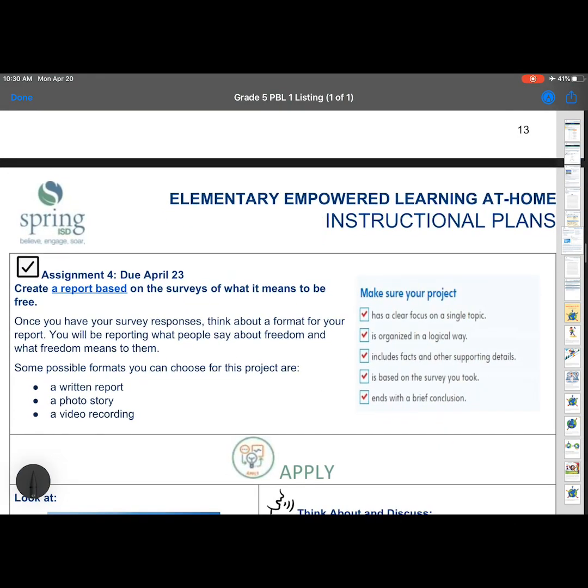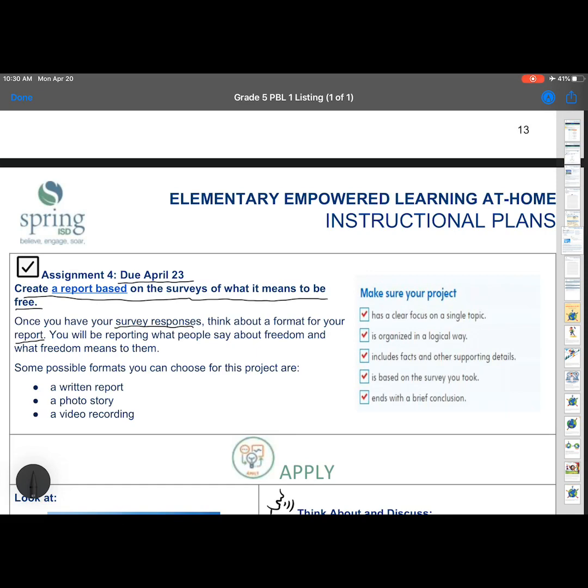This is a report. Okay, so it says assignment 4 due April 23rd. It says create a report based on the surveys of what it means to be free. Once you have your survey responses, think about a format for your report. Okay, so you can write an essay, like a composition.